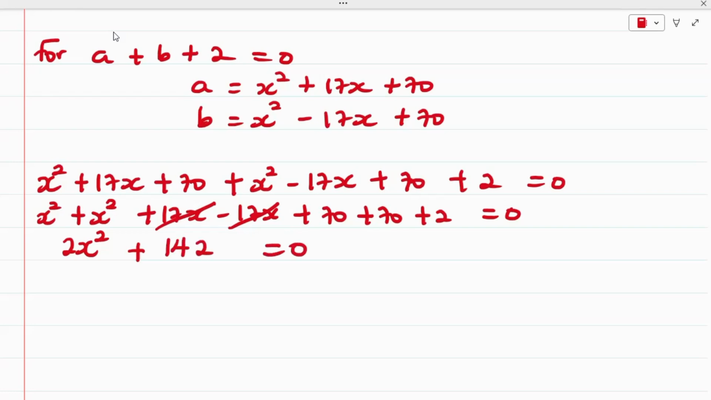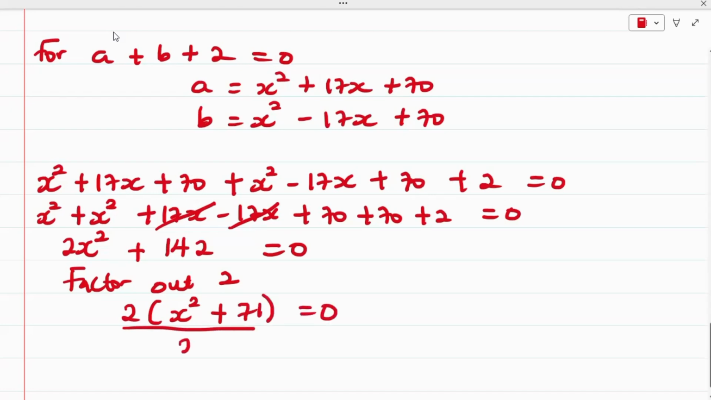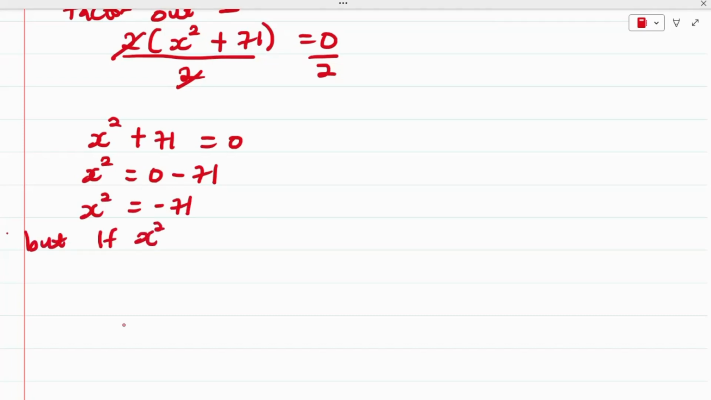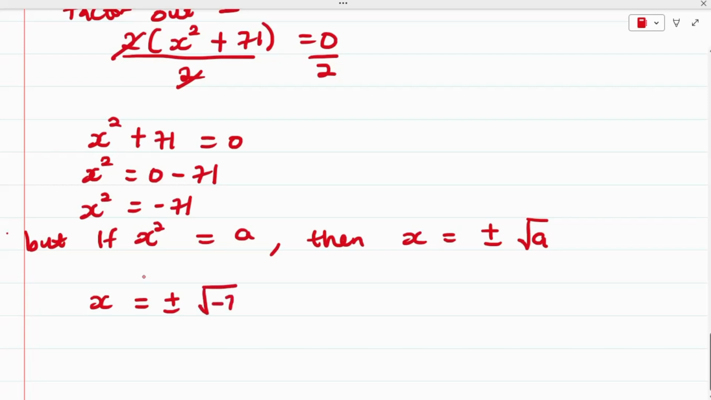From here, we want to simply factor out 2. Factoring out 2 from 142, we have 2 into x squared plus 71 is equal to 0. Divide both sides by 2, and we have x squared plus 71 is equal to 0. So x squared is equal to 0 minus 71, and x squared is equal to minus 71. But if x squared is equal to a, then x is equal to plus or minus the square root of a. So x is equal to plus or minus the square root of minus 71.